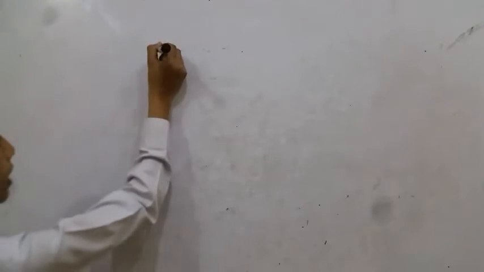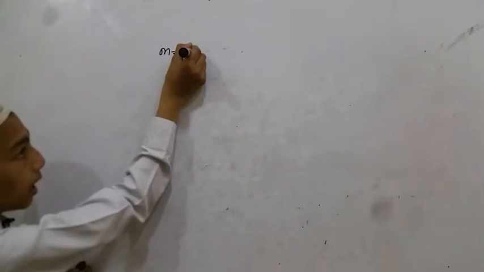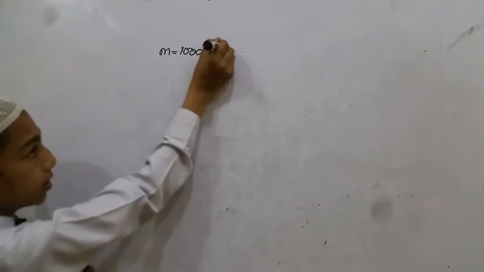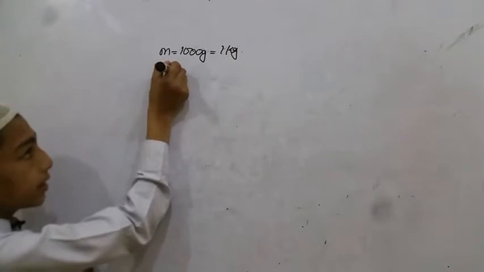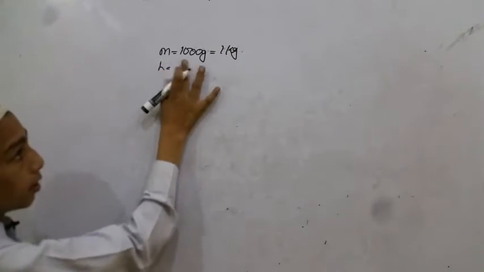The seventh numerical problem is: an object of mass 1000 gram falls from a height of 30 meter on the sand below. Mass is 1000 gram and it is equal to 1 kg and height is given 30 meter.